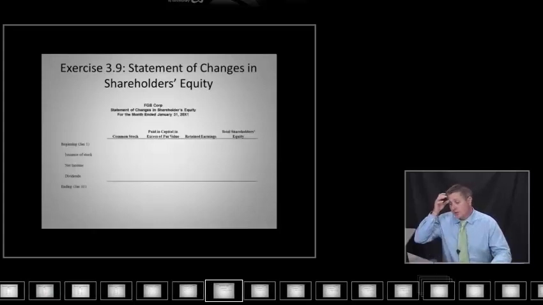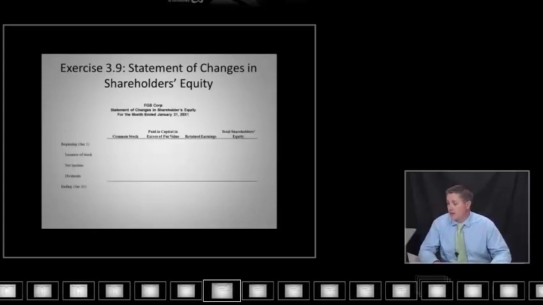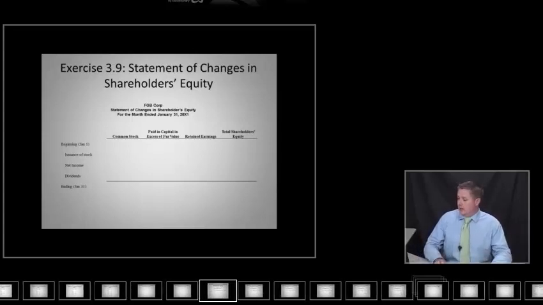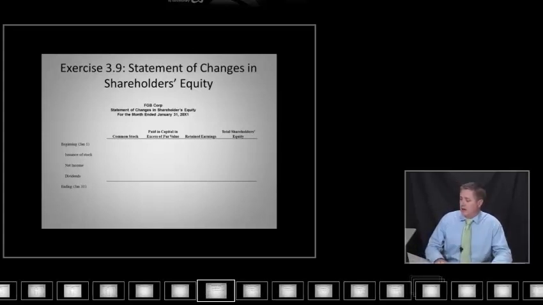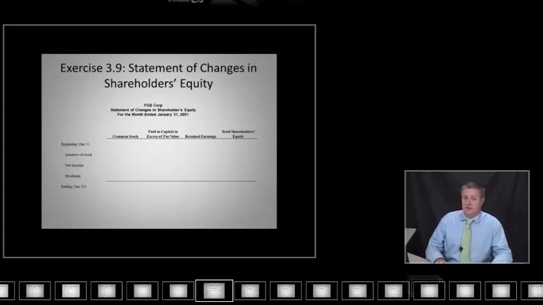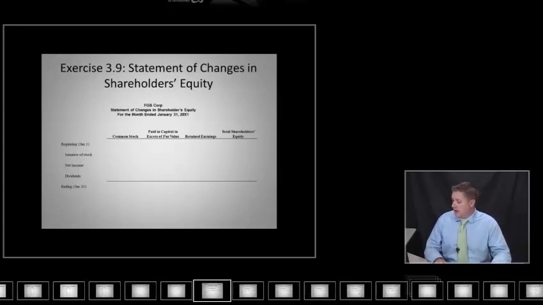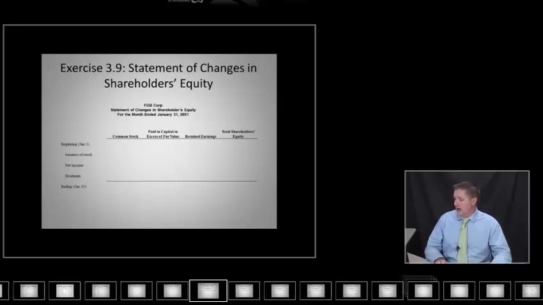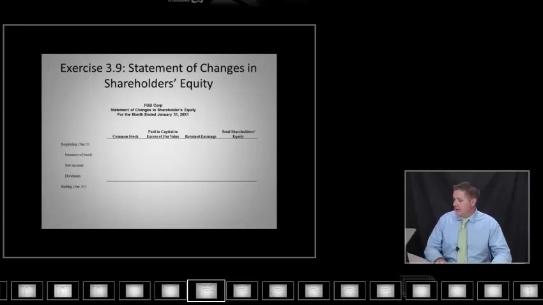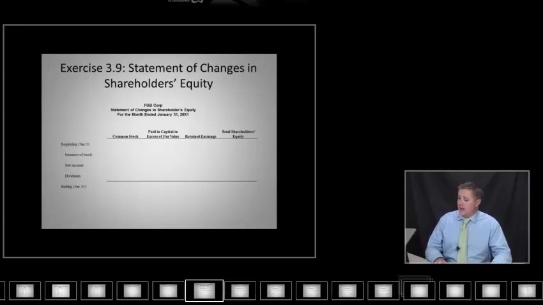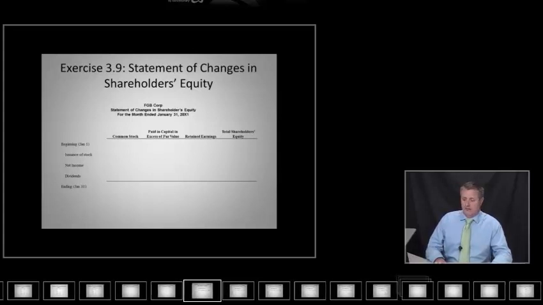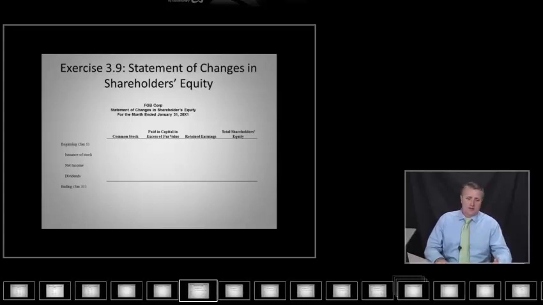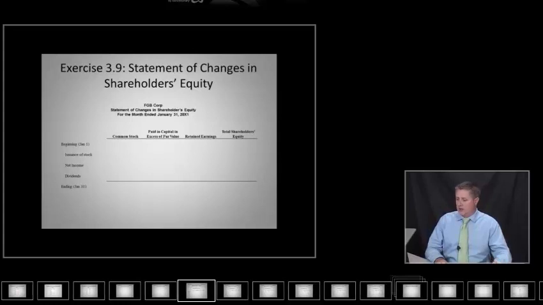So here's a typical structure for the statement of changes in shareholders' equity. You notice here we have all of our equity accounts listed at the top. We have common stock, paid-in capital in excess of par value, and retained earnings. If we add those across, we would get total shareholders' equity. If we add these columns down, we would get the balances for each component of equity. So our beginning balances, again, since this was a startup company, are zero.